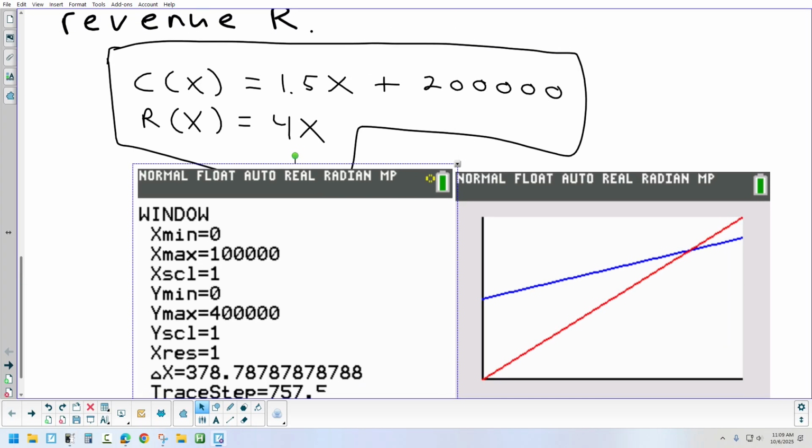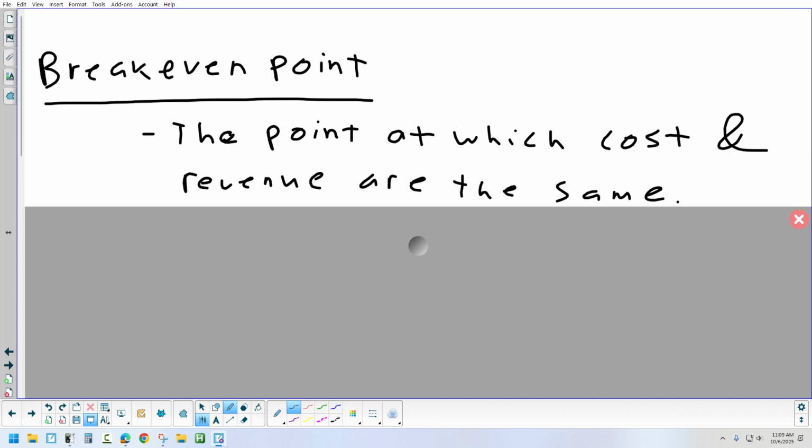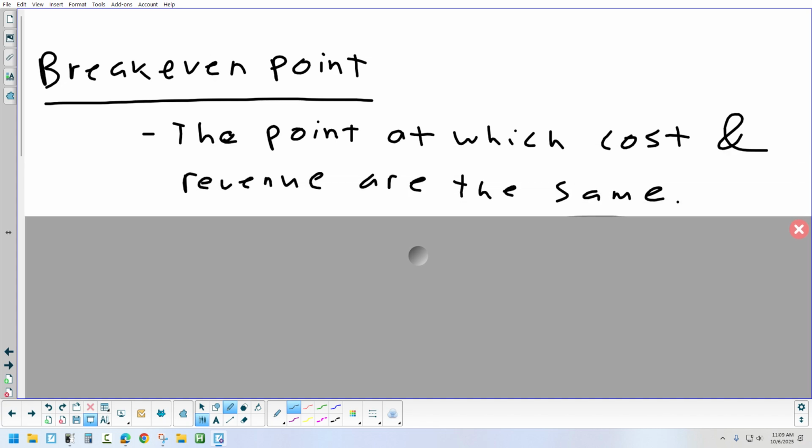Any questions on the two equations or how we got our window? All right, now this point, that is something special. Anybody know what's happening right there? You break even. That's called the break-even point. It's the point where the cost and the revenue are the same. However much money you had to invest in your business, you've now recovered all that money, and if you continue to sell your product, you're going to start making money.